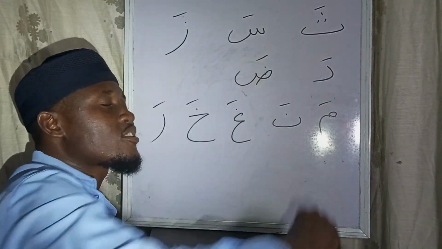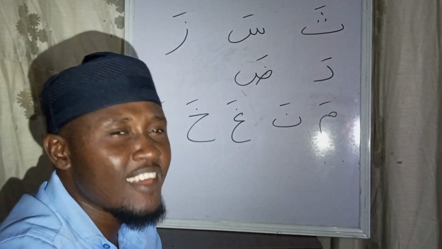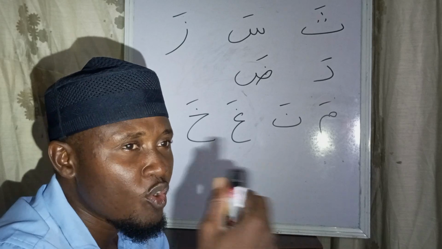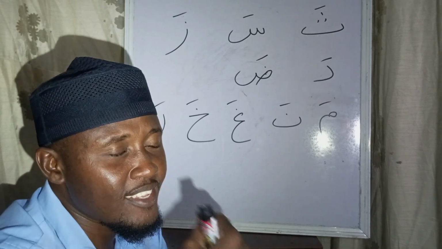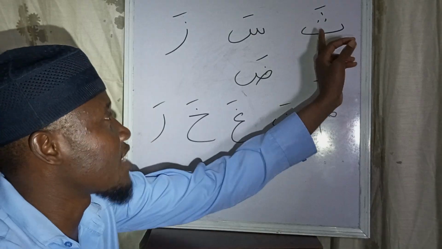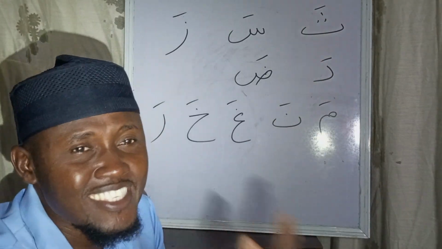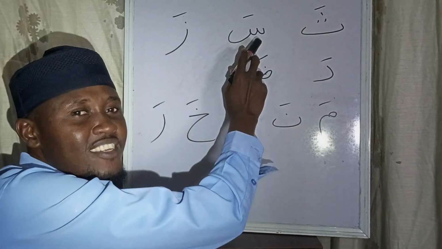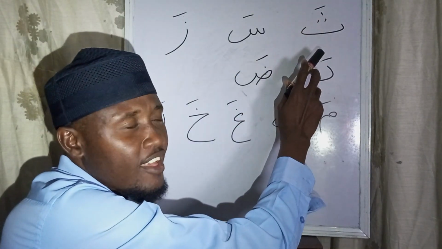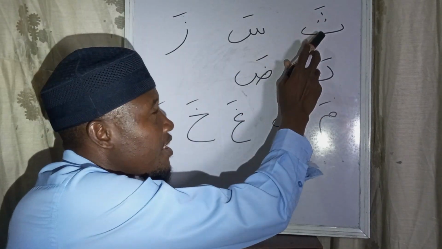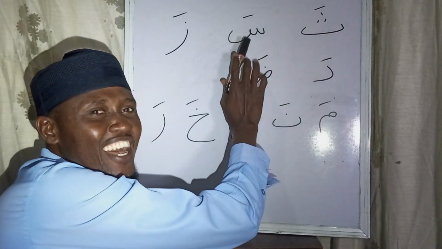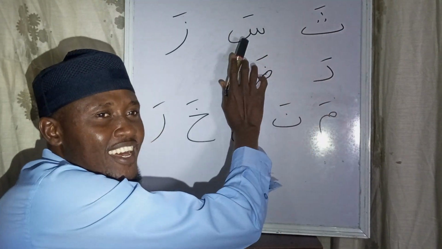This letter here is correctly pronounced as Tha, with the tip of the tongue and the teeth. That is the correct pronunciation of this letter, not Sa. Sa is this. This is Tha, this is Sa.